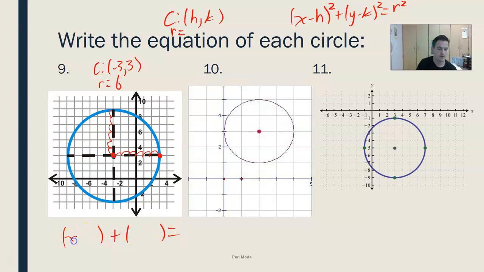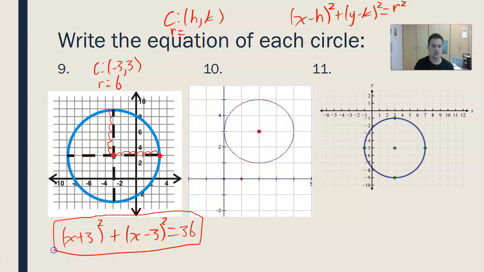So I can go ahead and fill in my blanks for the equation of a circle. This is going to be (x + 3) squared plus (y - 3) squared, because the x-coordinate is -3, so this turns into a +3. The y-coordinate is +3, so it turns into a -3. And on the right side of the equal sign is the radius squared, or 6 squared, which is equal to 36. So that there is the equation for that circle: (x + 3)² + (y - 3)² = 36.